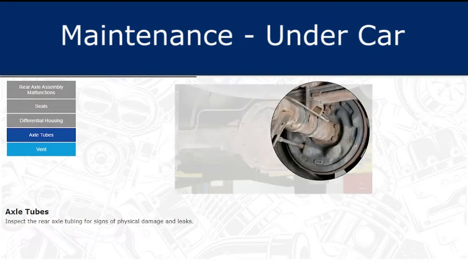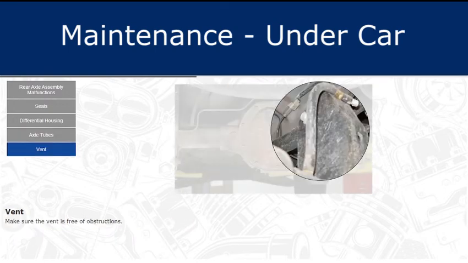Check both axle tubes for any signs of physical damage like dents or creases. Also look for signs of leaks where the tubes are pressed into the differential housing. Ensure that the vent is free of any obstructions. Dirt and water can enter through the vent, which can result in damage to internal components.